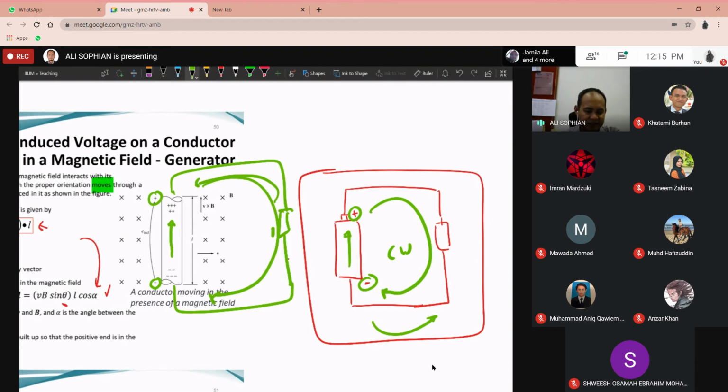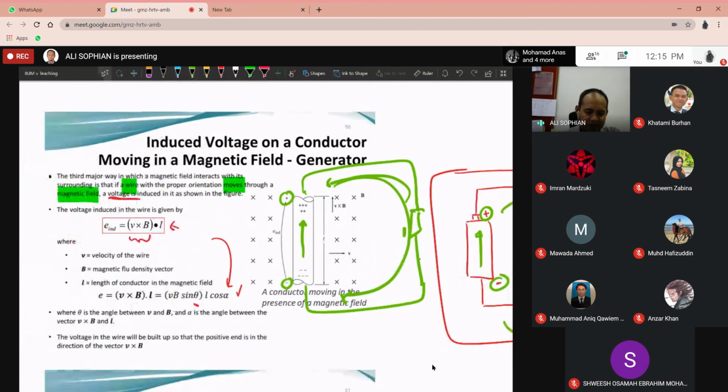Okay, so this is just something for us to underline that the polarity is still positive at the top and negative at the bottom, but the current flows upward, because this is where the voltage difference is being generated.